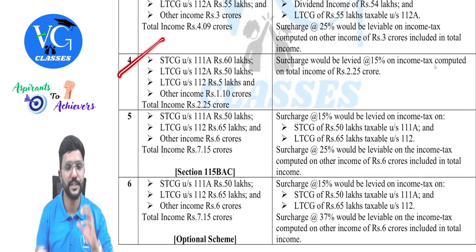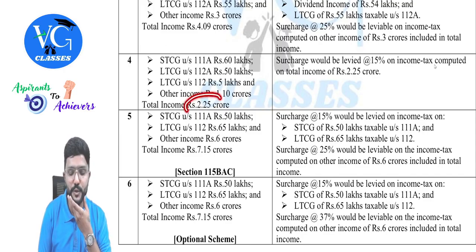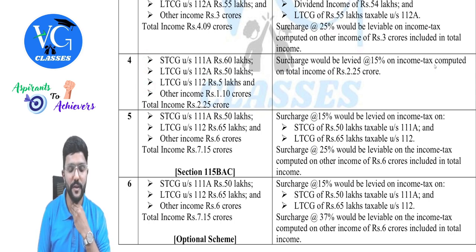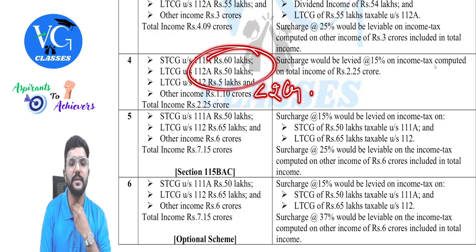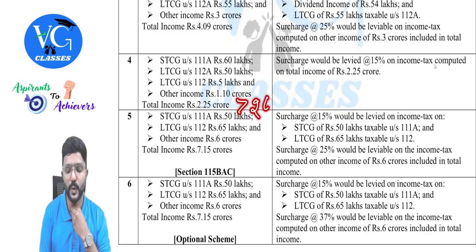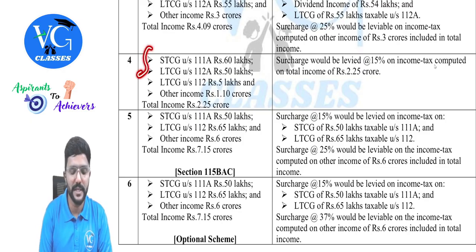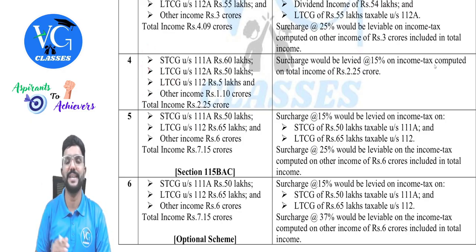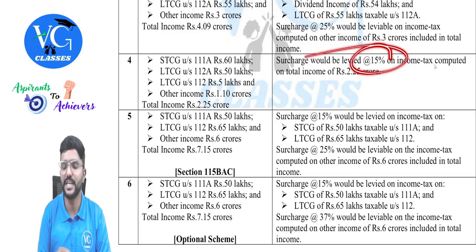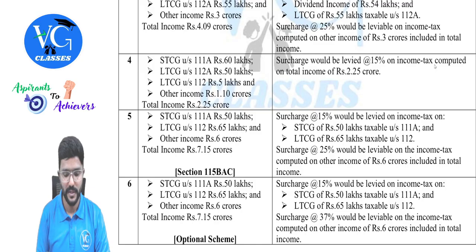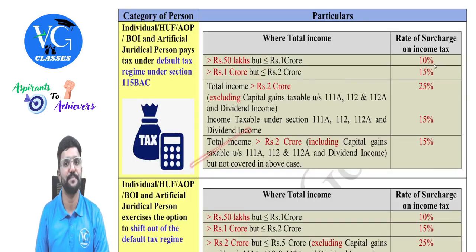Fourth illustration. The total income of an assessee is 2.25 crore, which includes even capital gain special income. So if I exclude capital gain special income, the income is coming to 1.10 crore. That means less than 2 crore. So only if I include all the capital gain special income, it will be more than 2 crore, guys. So there is only one surcharge rate applicable. Compute tax on special income plus tax on normal income, you will derive gross tax. On that, the surcharge rate would be 15%, guys. This is as per this point.